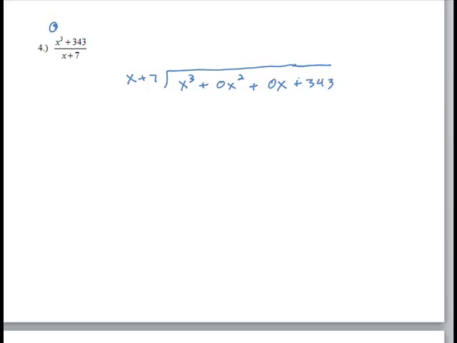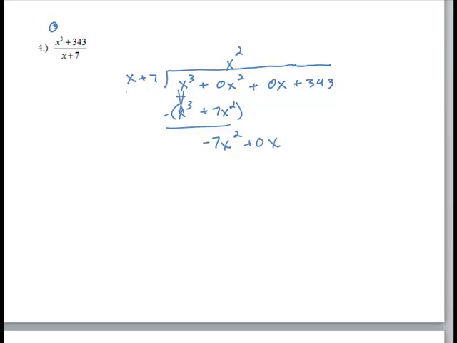Now it's time to divide. Determine what you have to multiply x by to get the first term here, x cubed. And you have to multiply x by x squared to get x cubed. Multiply it by the x plus 7. It gives us x cubed plus 7x squared. And subtract. The first columns cancel out, exactly what you wanted, leaving us 0 minus 7x squared, or negative 7x squared. Bring down the next term, that plus 0x, and do it again.